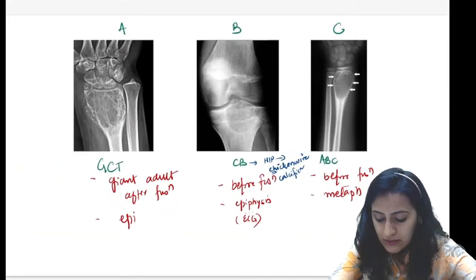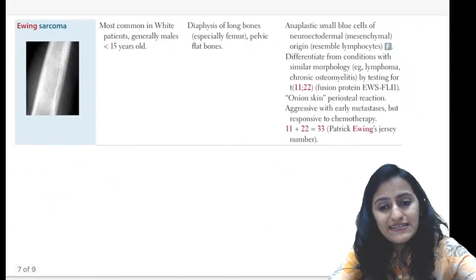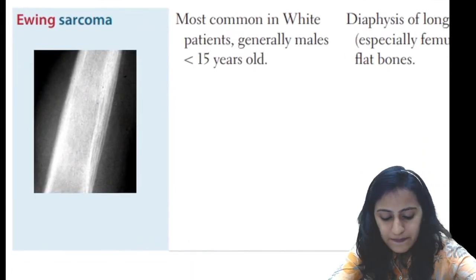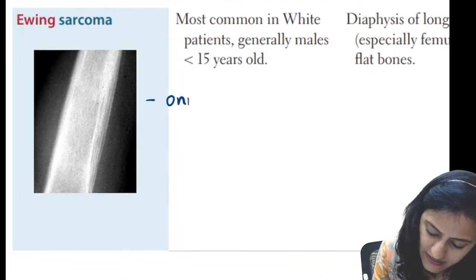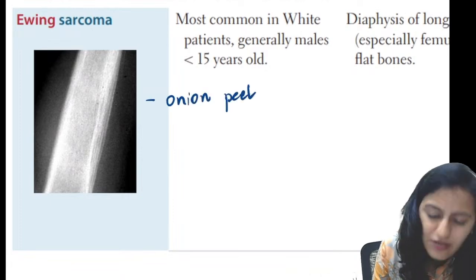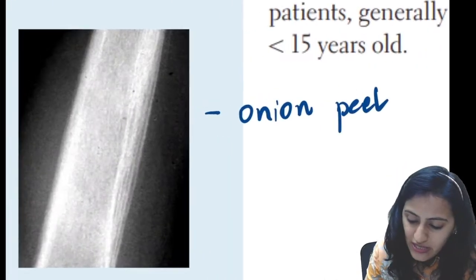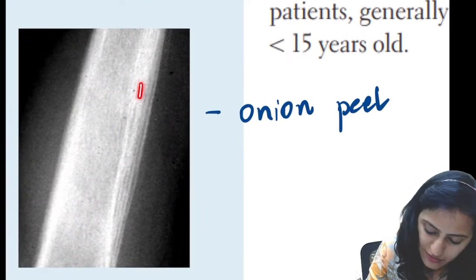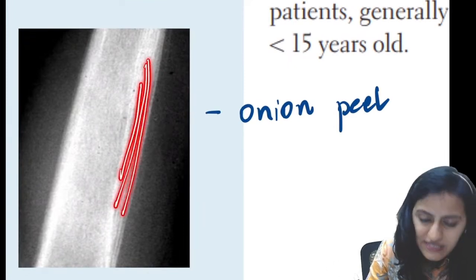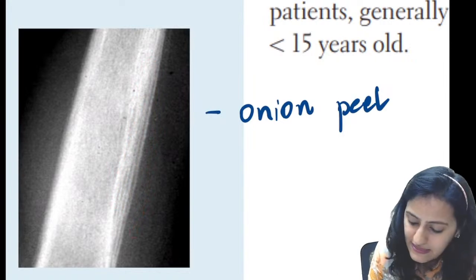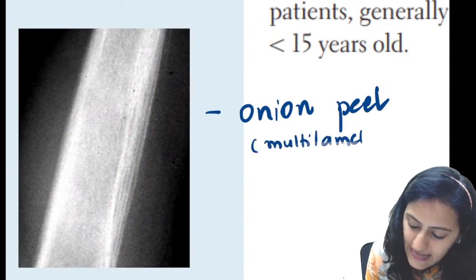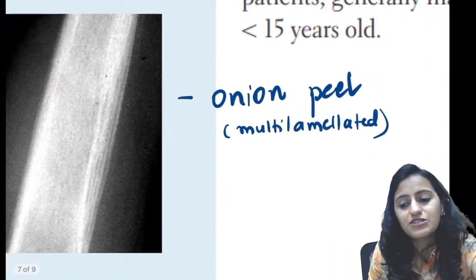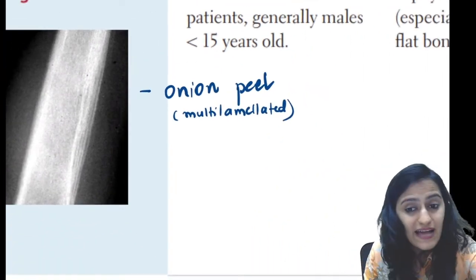Okay. Now going to the next one, that is Ewing sarcoma. Now Ewing sarcoma, most important points to be remembered here. It has onion peel periosteal reaction. So like you see here in the image that I have added, look at the lamellated periosteal reaction, multiple layers like the onion there. So this is called multi-lamellated periosteal reaction or onion peel periosteal reaction.